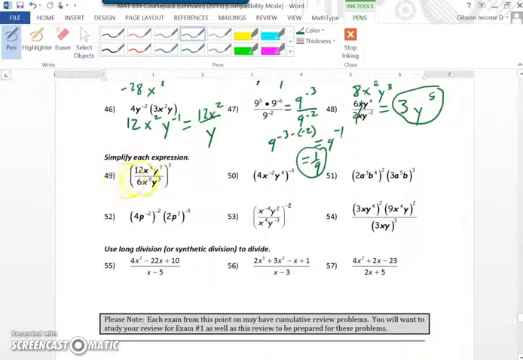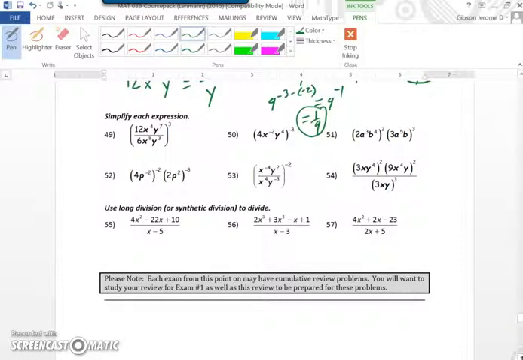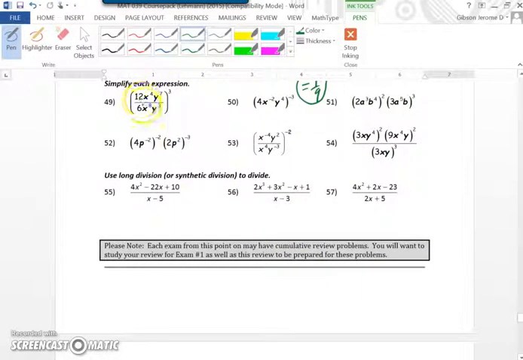Okay, class, picking up where we left off. We're on problem 49, and first of all, we need to do what's inside the parentheses first. So I'm going to scroll down a little bit to give me some room here. For 49, I would do 12 divided by 6 is 2. And then x to the 4th over x to the 8th. We know if we subtract those exponents, that'll give us x to the negative 4. And then y to the 7th divided by y to the 3rd will give us y to the 4th.